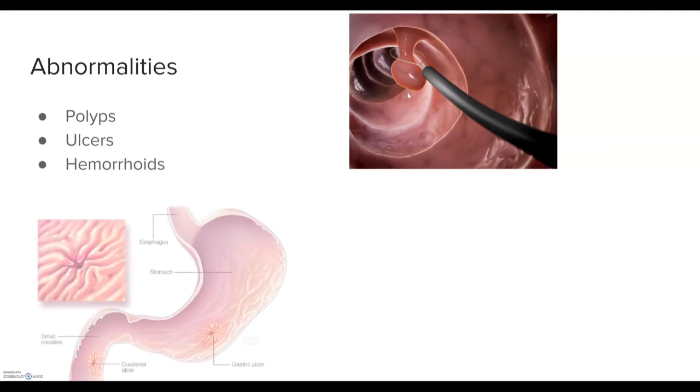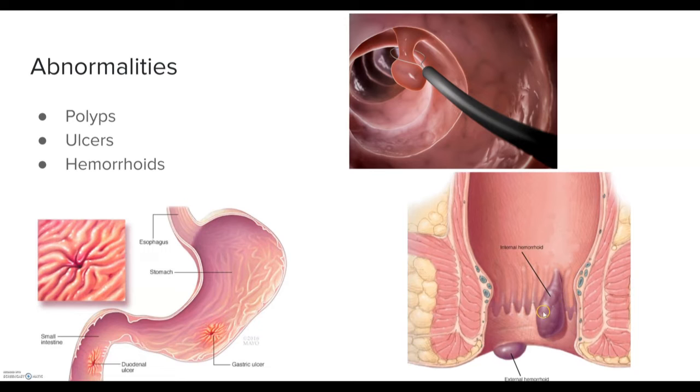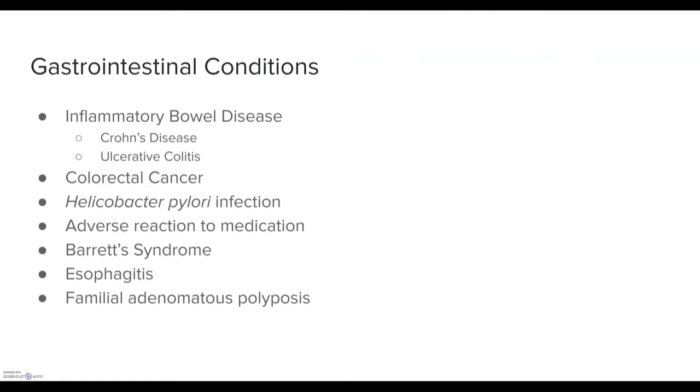Next, we have ulcers, which is a sore that develops on the lining of the GI tract. This right here is a stomach ulcer, a sore in the stomach lining. And finally, there are hemorrhoids, which are caused by inflamed or swollen veins near the rectum or anus of an individual.